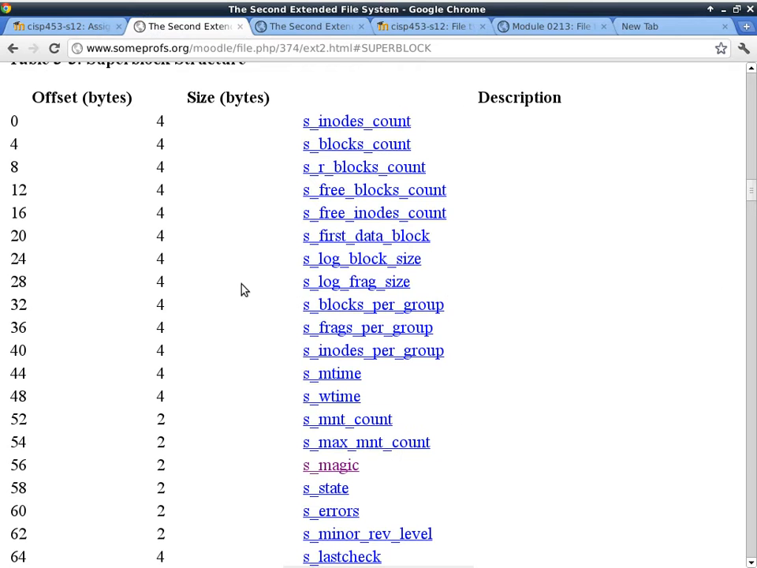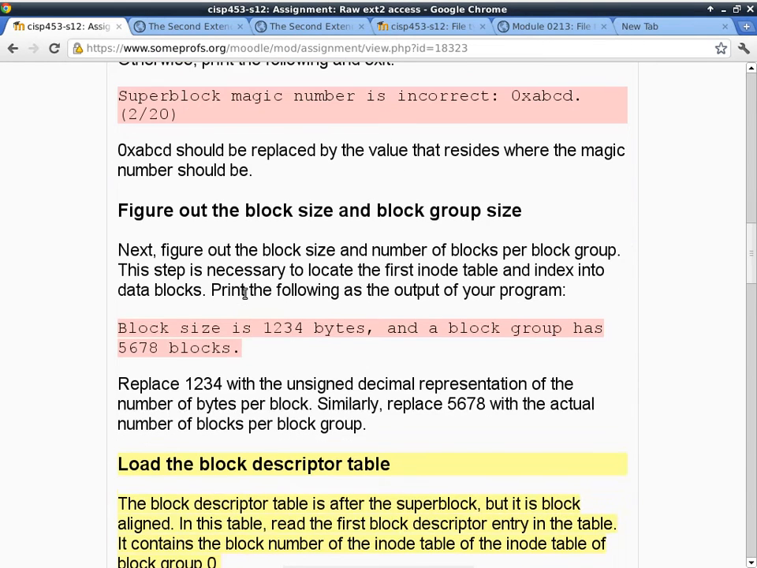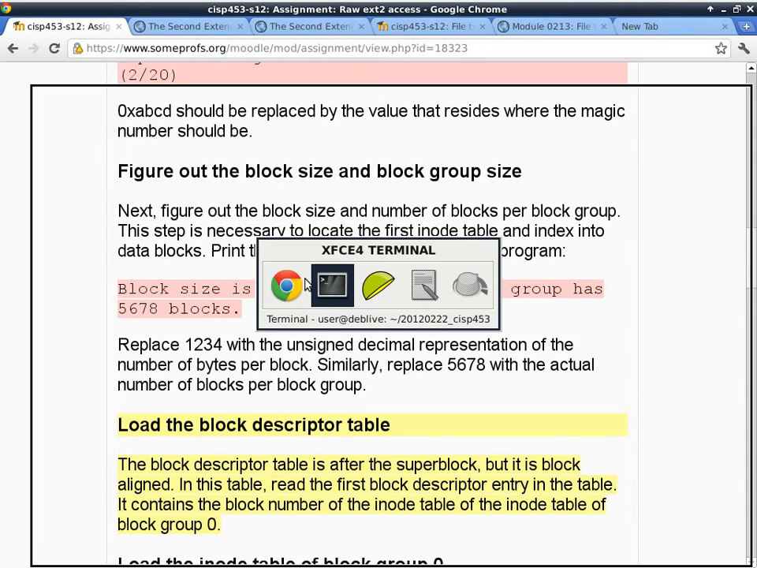Next, let's go back to the homework assignment and see what we have to do next. Figure out the block size and the block group size. Now this part is kind of interesting because the first thing I want you to print, once you confirm that the superblock is good because the signature is good, is to tell me how big is a block size. A block size has to be at least 1024 bytes, but it can also be a lot bigger than that. So I want you to print it out in decimal without the 0x prefix. It means it's a decimal number.